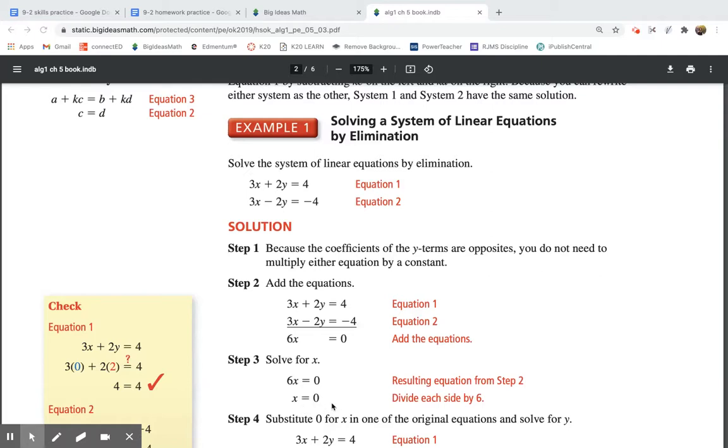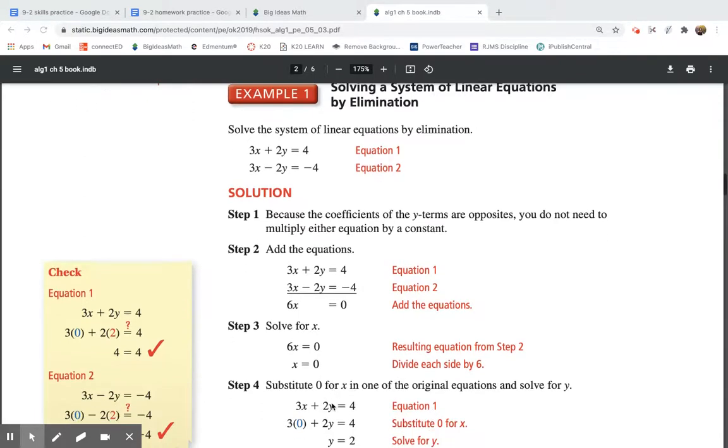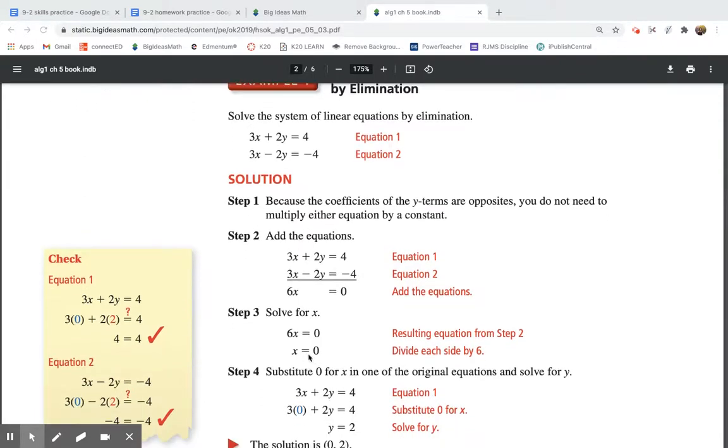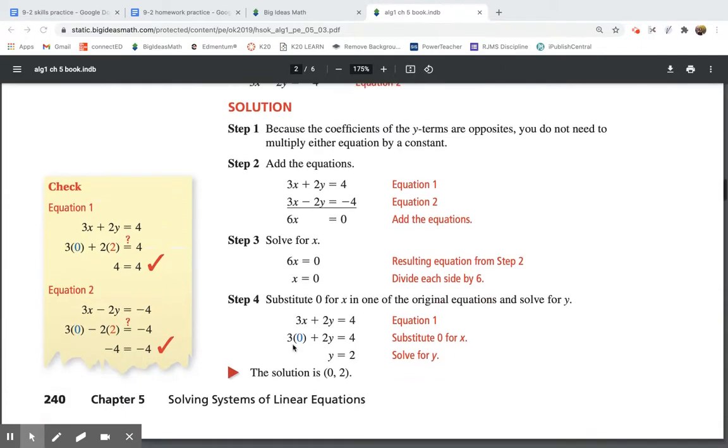But to find a solution, we have to have an x and a y because it's a point. So what we do now, we take that number we got and just plug it back into one of the two original equations. It does not matter which one. So I'm just going to plug 0 in for x on one of them and solve for y. They chose to plug it into the very first one. So instead of x, we now have 0. 3 times 0 is 0. So I'm left with 2y equals 4. So I divide both sides by 2 to get that y is 2. So our solution is 0, 2.